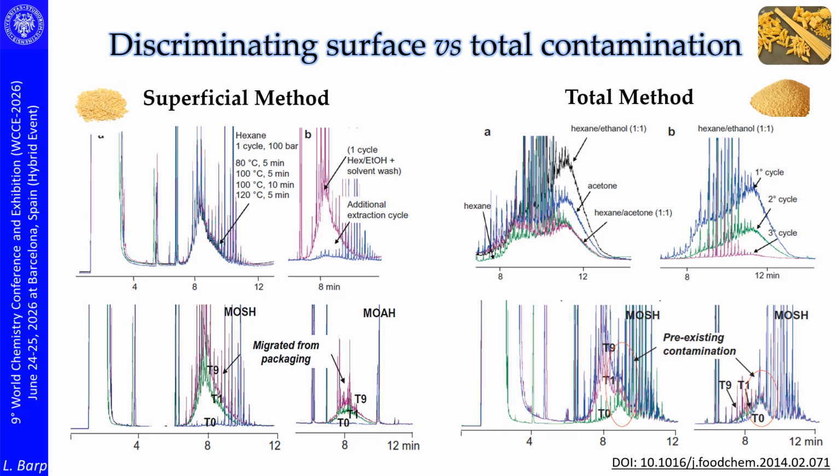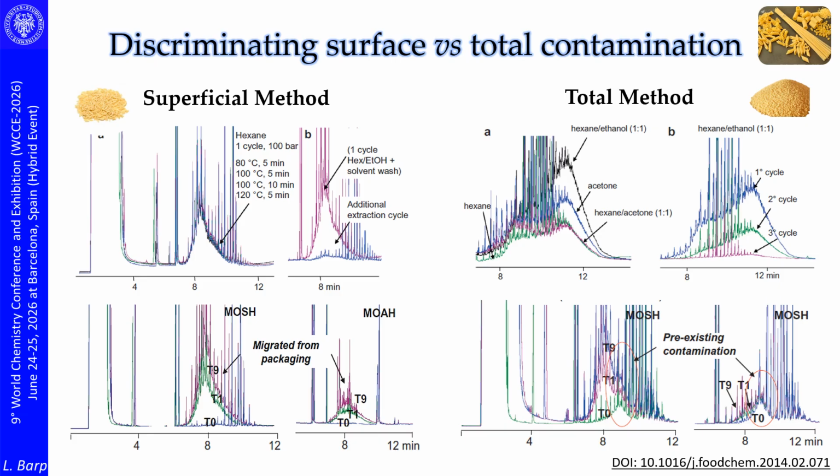In contrast, the total method yielded a completely different chromatographic profile characterized by a high boiling hump extending far beyond C25 that represents the pre-existing endogenous background contamination. The true analytical power and potential of this platform lies in its sequential application.